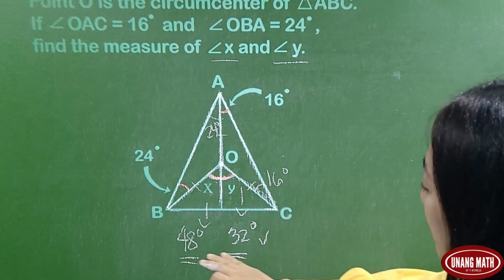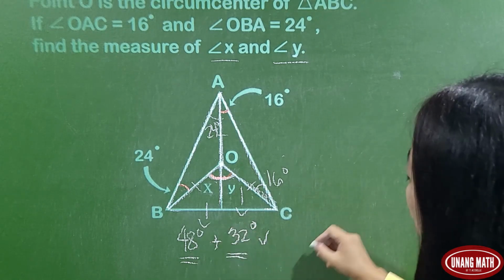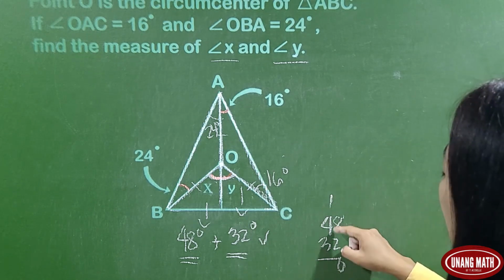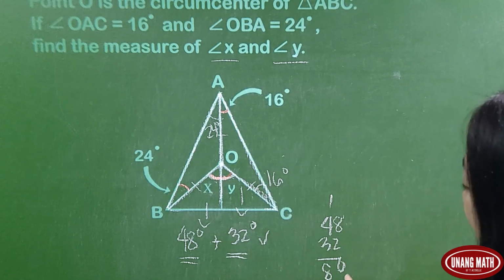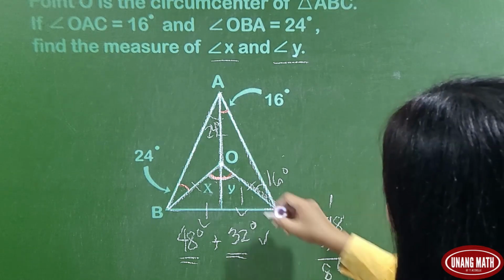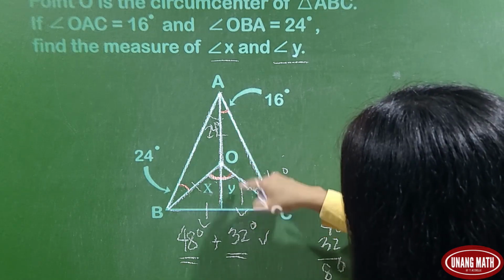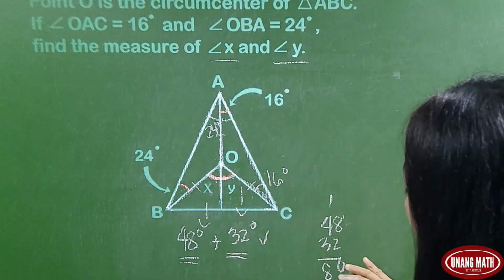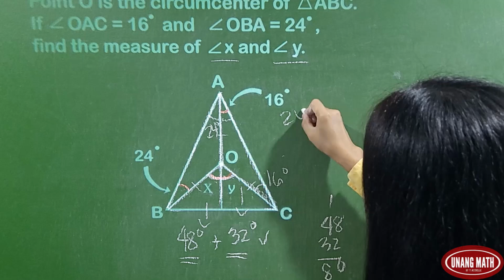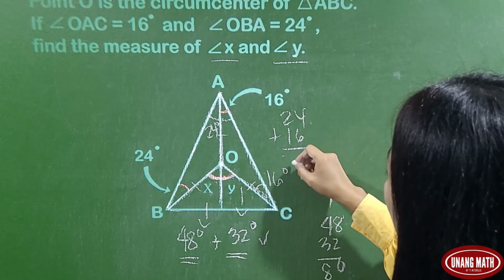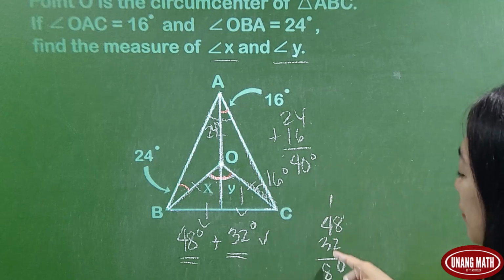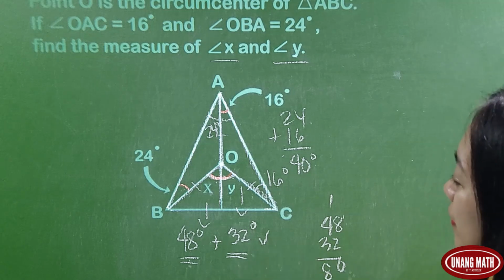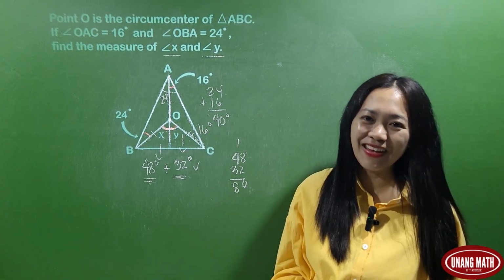If we want to check, 48 plus 32 is actually equal to 80 degrees. If this angle is 80 degrees, then this must be half of 80 degrees. 24 plus 16 is equal to 40 degrees. So this is really half of 80 degrees. So we are correct. Angle X is 48 degrees, angle Y is 32 degrees.